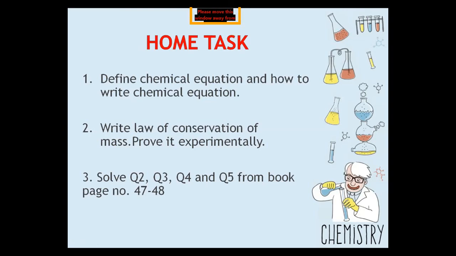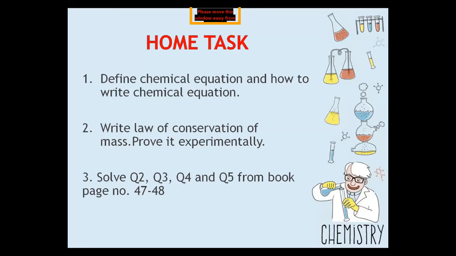Now see what the rules of writing a chemical equation are. The rules are given on page number 45. In question number 2, identify the type of chemical reactions. Here you can write the type of reactions. Iron plus sulfur combine to form iron sulfide. Which type of reaction is it? Is it an addition reaction, decomposition reaction, exothermic or endothermic reaction, or precipitation?